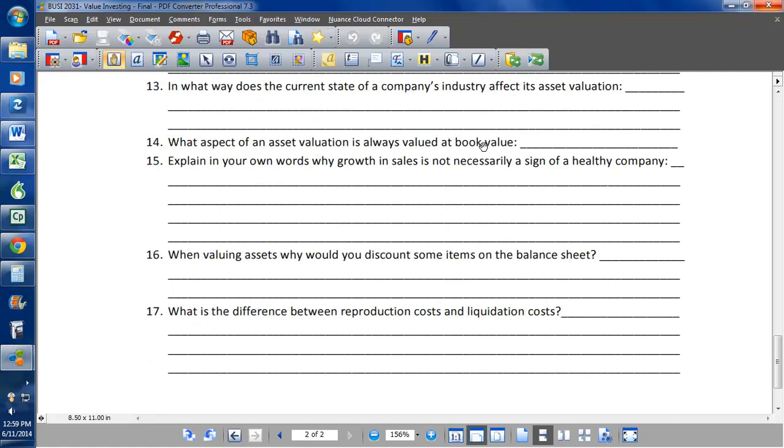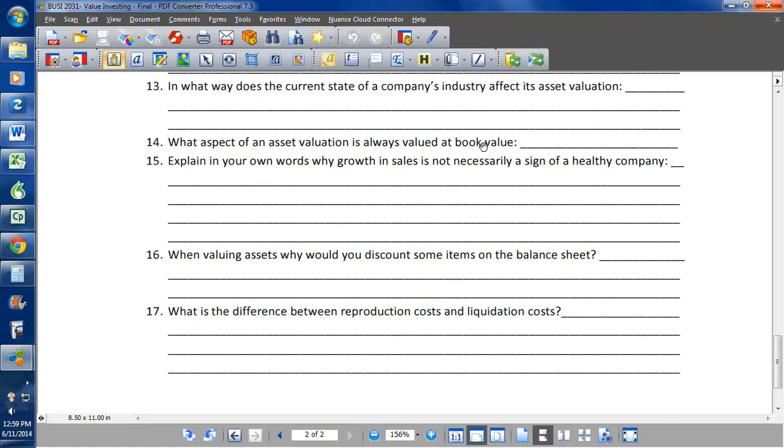Okay. Number 13, in what way does the current state of a company's industry affect its asset valuation? Well, basically what I'm after here is if the industry is dying, then a lot of the things that company has don't have as much value. Their machinery, their production lines, things like that, their inventory. Think of the VHS company. Because the industry is dying, who wants a machine that makes VHSs? The value of that is going down. Or who wants all their leftover VHS tapes if nobody's buying them anymore, right?